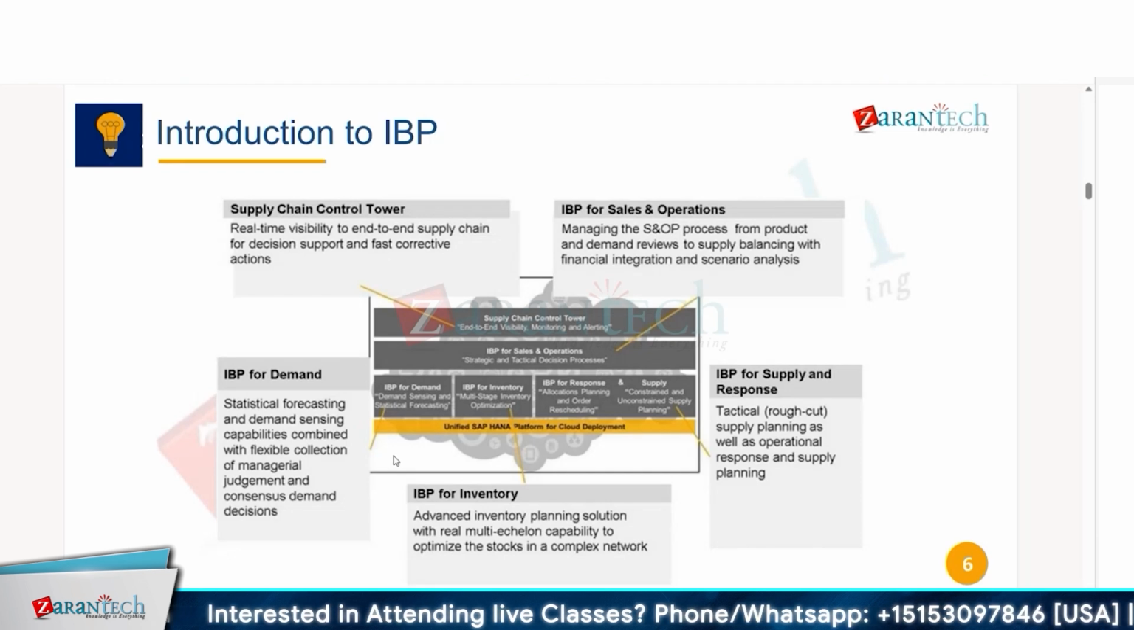Then on the right hand side, we spoke about IBP for supply, wherein we spoke about tactical rough cut supply planning as well as operational response and supply planning. This is where the unconstrained demand is taken into consideration. The supply constraints are put against that, and the action is defined: the tactical action plans, the operational action plans, and to a certain extent, if some decision making is required by the top management, then the strategic proposals are pushed to the next level, that is, S&OP.